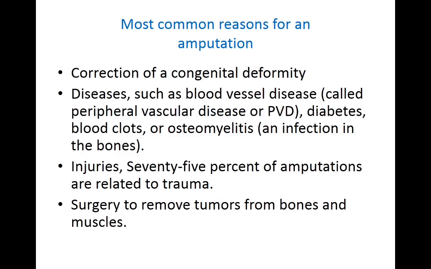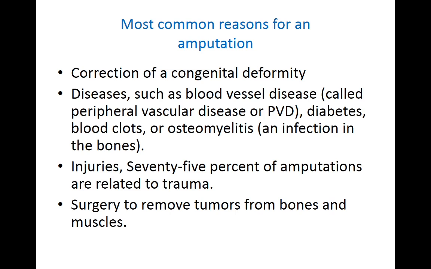The most common causes of amputation, as you see in the slide, start with correction of congenital deformity. Some patients are born with a congenital deformity wherein the limb cannot be of any use. The patient cannot walk properly, or cannot eat properly, or use his hand or feet properly. In that case, they have to amputate the hand or the leg to get a correction of the congenital deformity.